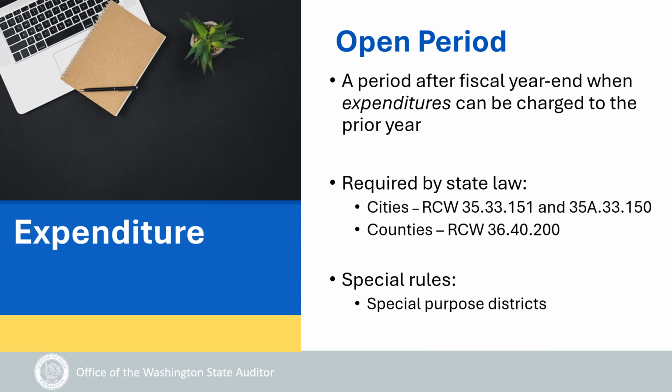An open period is required by state law for city and county governments. City governments can be governed by either RCW 35.33 or 35A.33, depending on their class, and county governments are governed by RCW 36.40.200. The rules are slightly different for special purpose districts. In the case that a special purpose district utilizes a city or a county as their treasurer, they have the option to use the same open period as that treasurer. If a special purpose district does not use a treasurer that has an RCW in state law, there is no open period available to them.